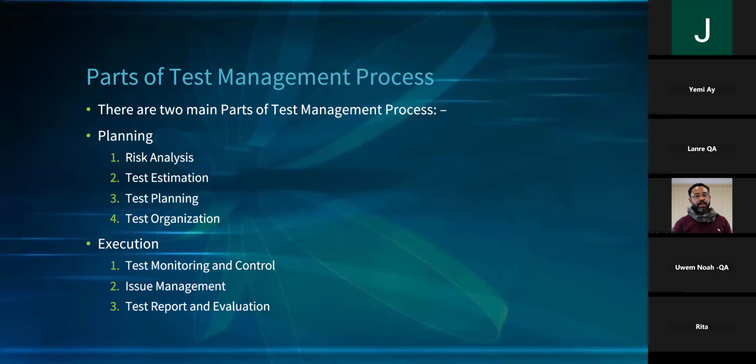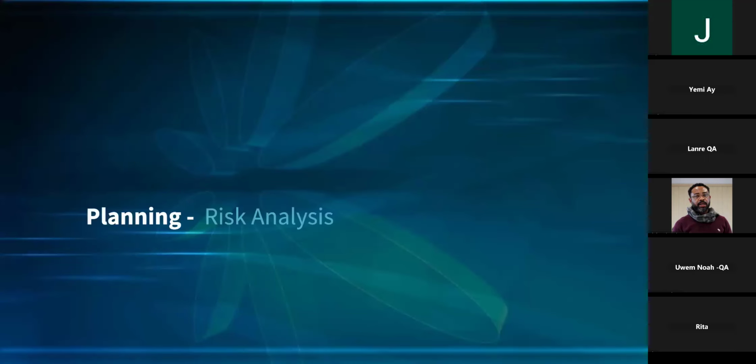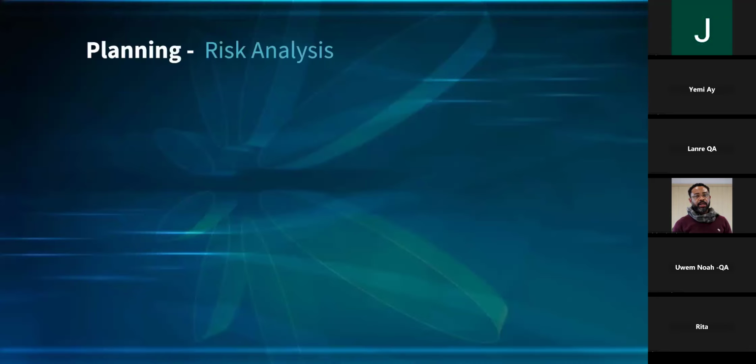Then execution. You want test monitoring and control. You want to know that at every activity, this is what we have done. You are bringing it out to the team. Issue management, test report and evaluation. All this, we are going to explain them. So let's go. Test planning. So let's take the first one, which is risk analysis.